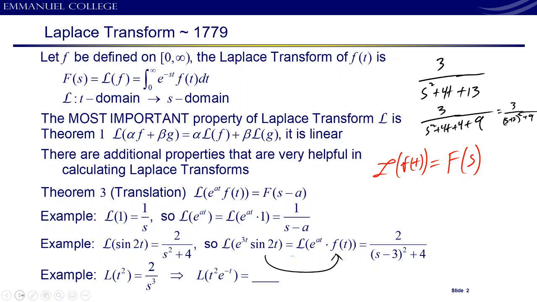So for this one, you know that the Laplace transform of t squared is 2 over s cubed. This is going to be, we just do this Laplace transform. This is going to be 2 over s plus 1 cubed, because remember, it's s minus a. Our a in this case is minus 1, so we get s minus a, minus 1.